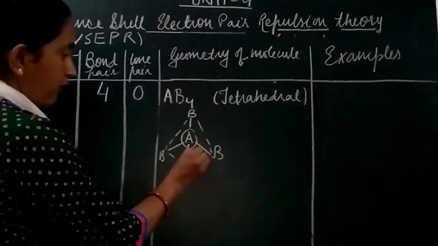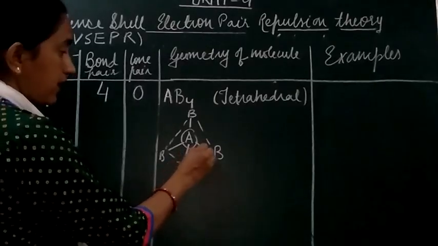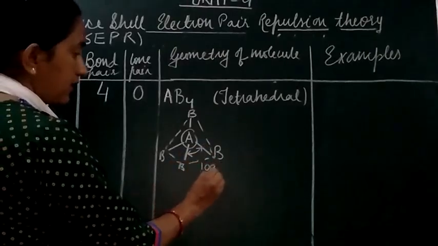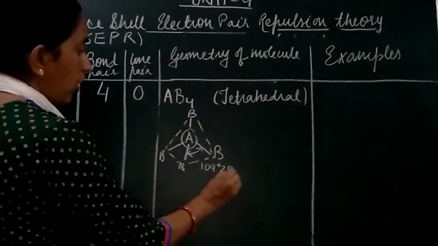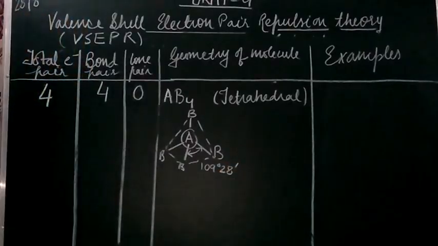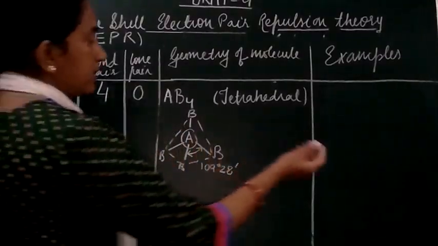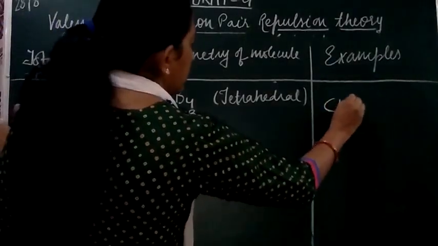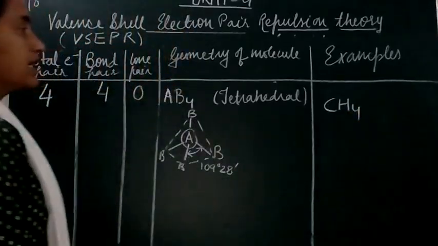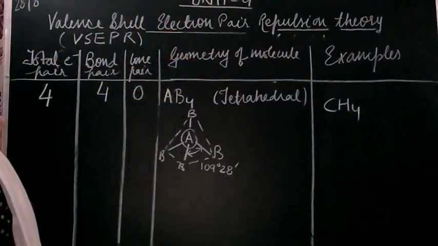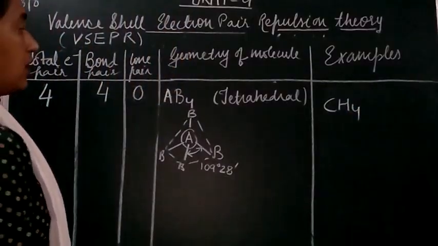And the bond angle for the tetrahedral, the regular geometry, is 109 degree 28 minute, or you can simply write it 109.5 degree, right? This is there. Now here the shape, the example is CH4, that is a methane molecule, right?